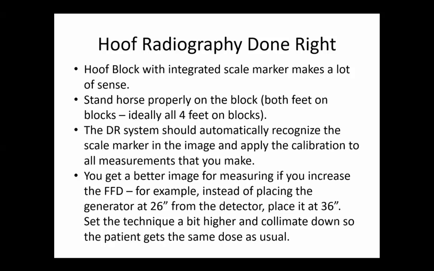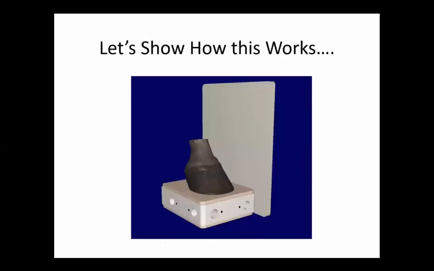You get a better image for measuring if you move the generator further away from the hoof. A lot of people are taught to place the generator about 26 inches from the hoof. If you move it back to say 36 inches, you'll get a better image for measurement. And you'll have to set the technique on the generator a bit higher and collimate it down, but the patient gets the same dose of radiation, so it's not putting more radiation on the patient. We'll talk about that a little bit more later.